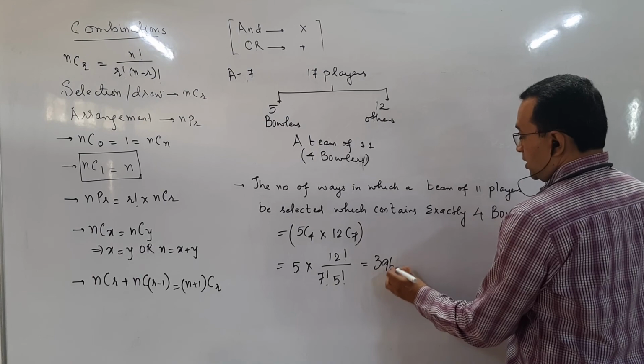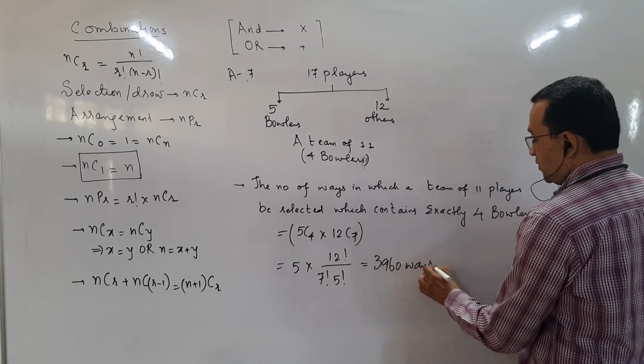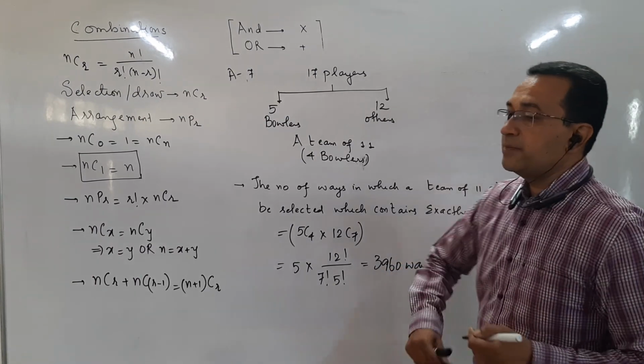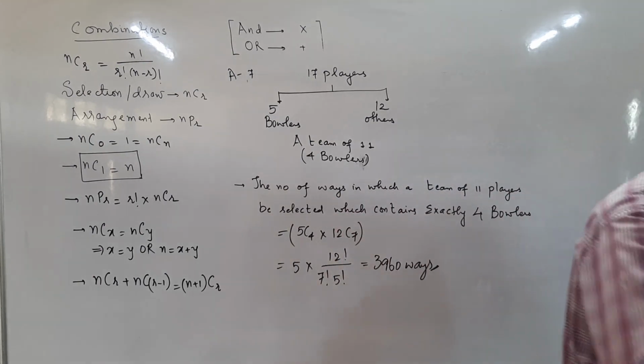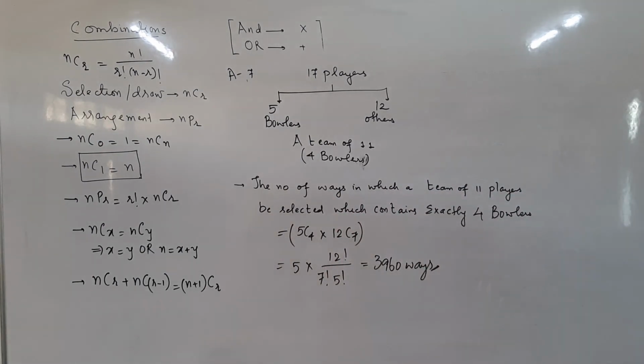So the number of ways in which a team of 11 players is selected from the given 17 such that we have exactly 4 bowlers is nothing but 3960 ways. Students, the last questions we will do in the next lecture and then complete the chapter.